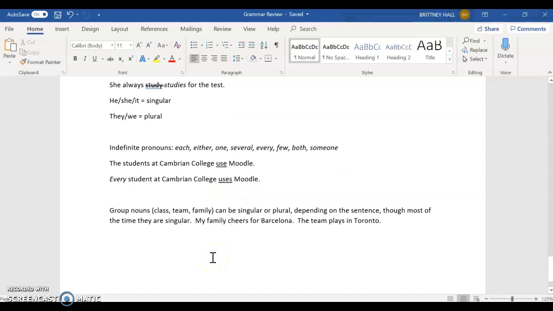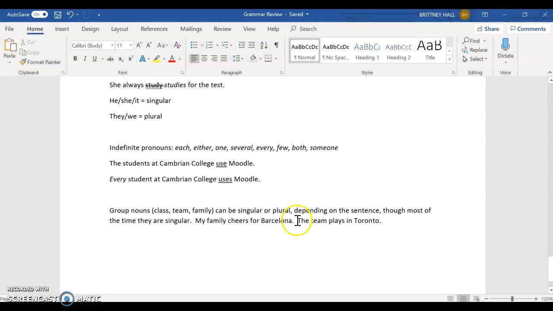And the last point that I want to talk about for agreement, group nouns. By group noun, I mean a class, a team, or a family. So we're talking about groups of people or groups of animals, groups of things. They can be singular or plural depending on how it's used in the sentence. Unfortunately, this is one of those things where in English grammar, there is no simple rule to memorize. It takes a bit of practice because there are so many exceptions to the rule.